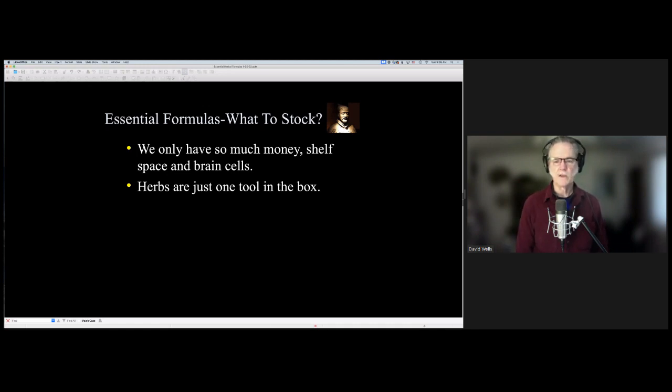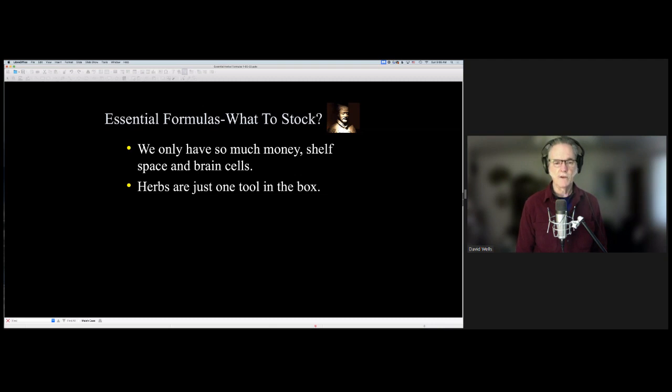And so the question I want to address is what's practical. We only have so much money. We have so much shelf space. We have so many brain cells. We can't really have a huge herbal formula.